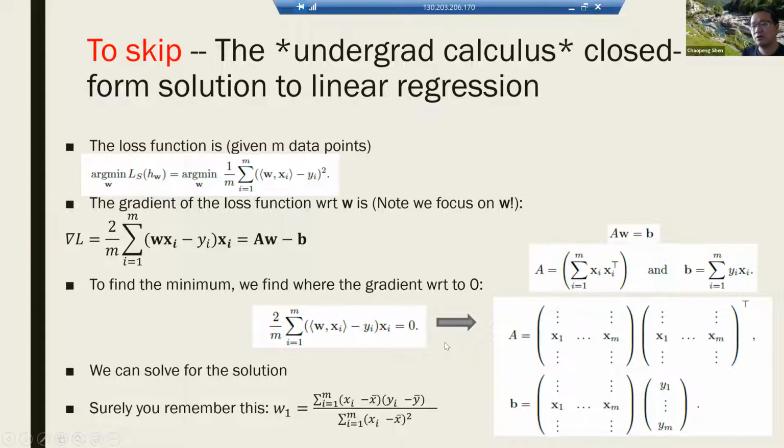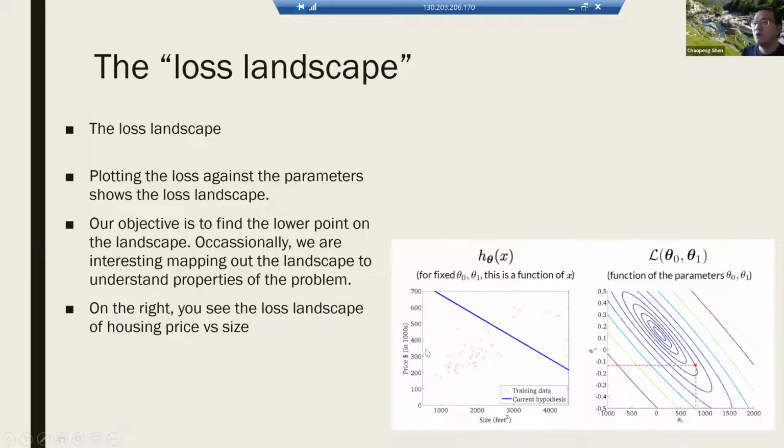You can go and look at calculus or elementary statistics textbooks. I want to talk about gradient descent. And for gradient descent, we want to understand this concept of a loss landscape. Okay, the loss landscape: think about a landscape where you have a plane with two parameters that serve as the axes, and the loss function is the z-axis.